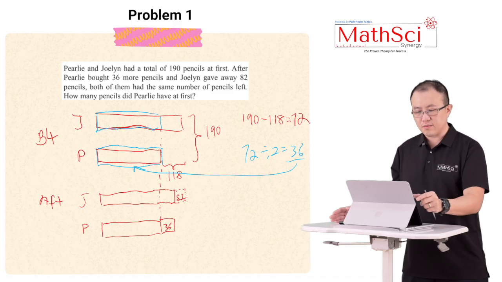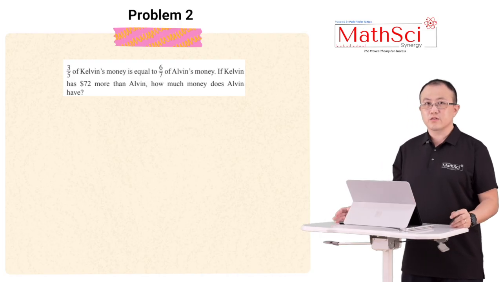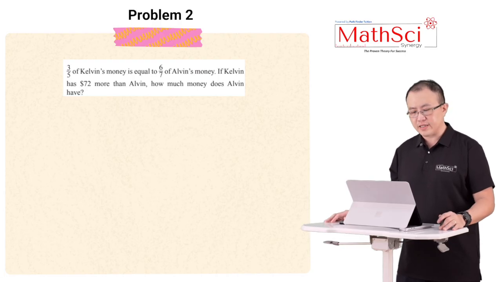Okay, so this is question number 1. Okay, let's move on to the next problem. The next problem has to do with equal fractions. So they say that 3/5 of Kelvin's money is equal to 6/7 of Alvin's money. If Kelvin has $72 more than Alvin, how much more money does Alvin have?